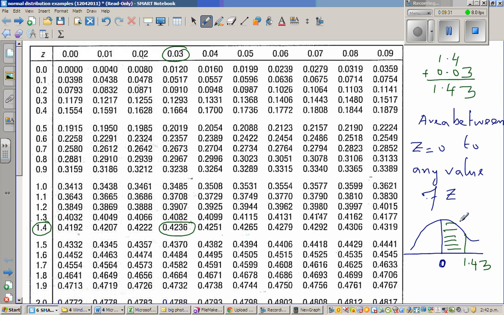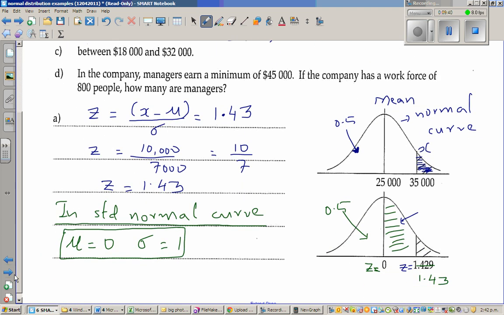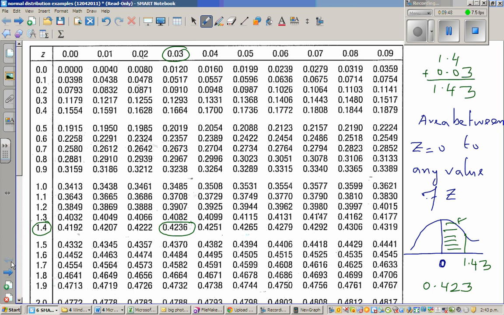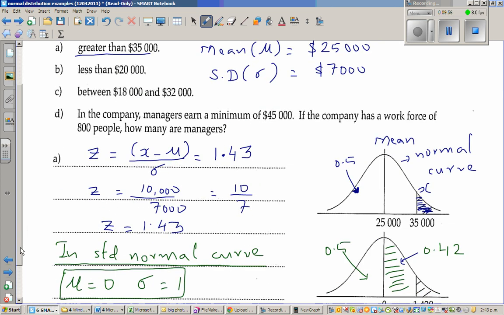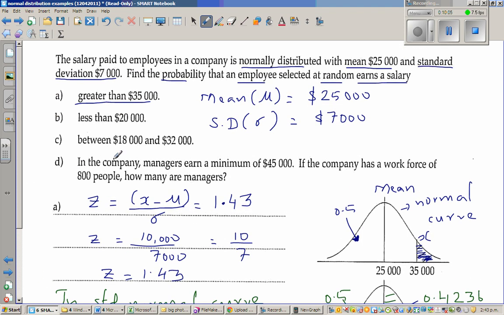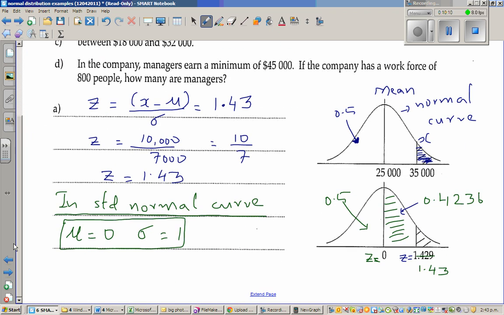So the area of this region is 0.4236. So let me write that. This area is 0.4236. Okay, so let me go back. This area is 0.4236. So the probability, what was the question? The probability that an employee selected earns more than 35,000. So let's answer the question.